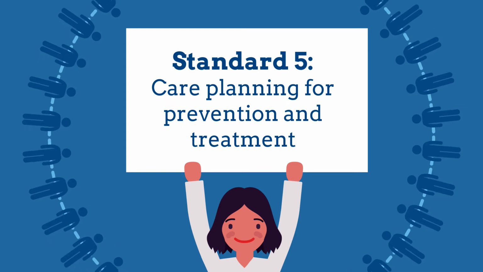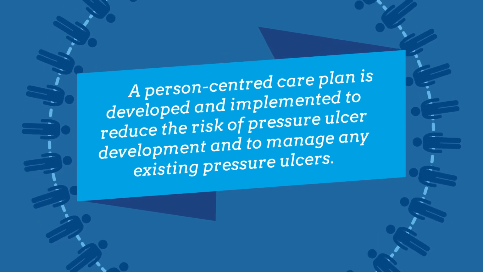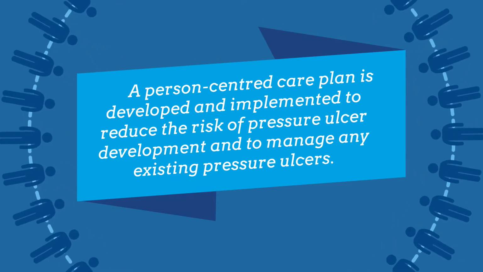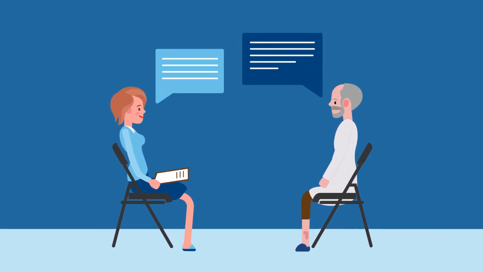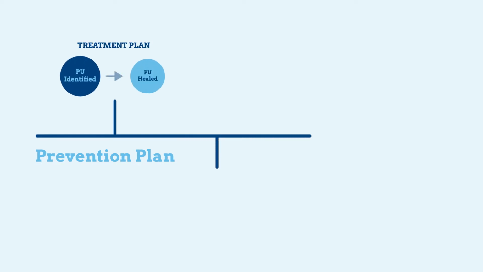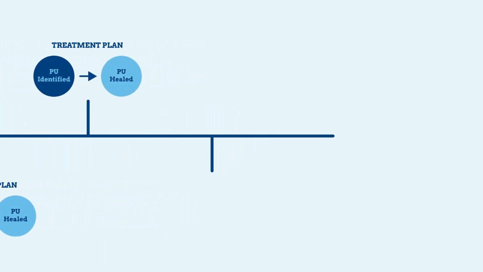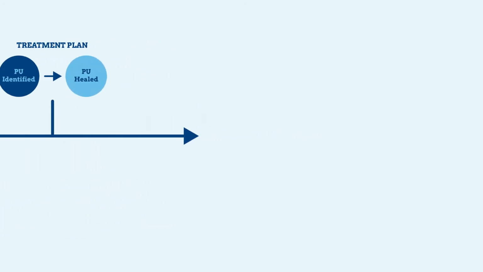Standard 5. Care planning for prevention and treatment. Do your residents have care plans to prevent and/or manage pressure ulcers? Are they implemented? Each resident's care plan should be tailored to their needs. A care plan should be agreed with each resident or with their representative. This could be their family. The Pressure Ulcer Prevention Plan and the Pressure Ulcer Treatment Plan are 2 different plans. The resident will need a treatment plan if they develop a pressure ulcer. Remember, if a resident is at risk of developing a pressure ulcer, they will still need a prevention plan.